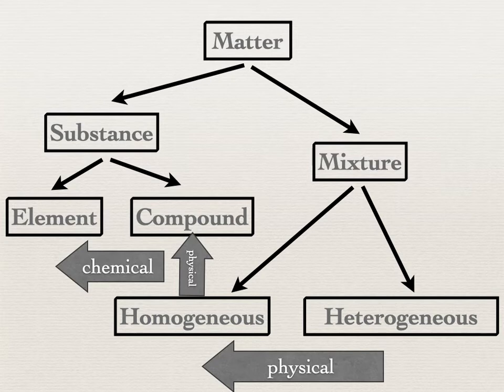To break compounds down into elements, though, requires chemical processes. You're changing chemical bonds. And so it takes chemical processes to go from a compound to an element. So you can start with a heterogeneous mixture, break the layers down into separate homogeneous states, and then you can use physical processes to break those homogeneous mixtures into compounds, and then chemical processes, and eventually you could have things down into your base elements.